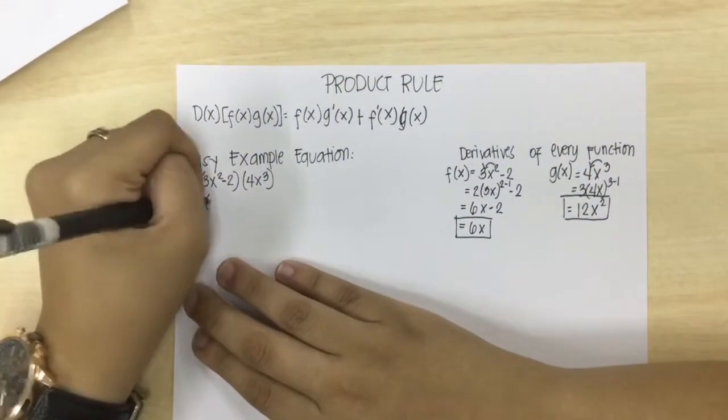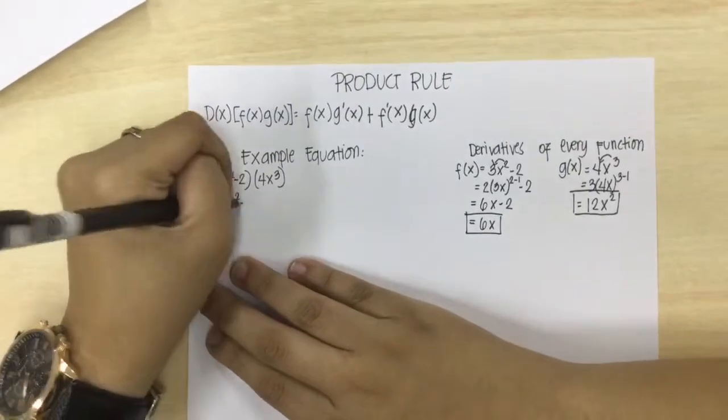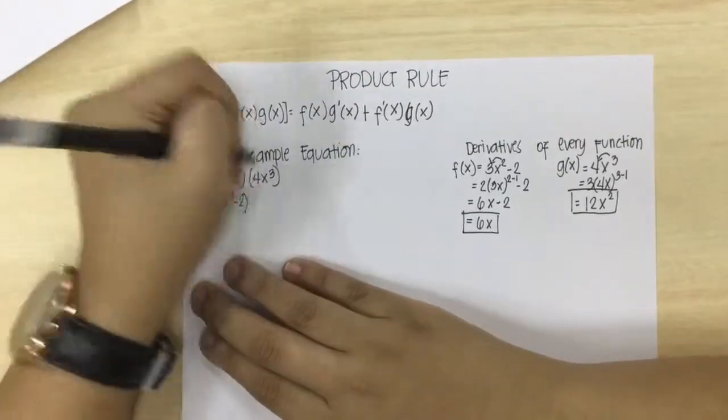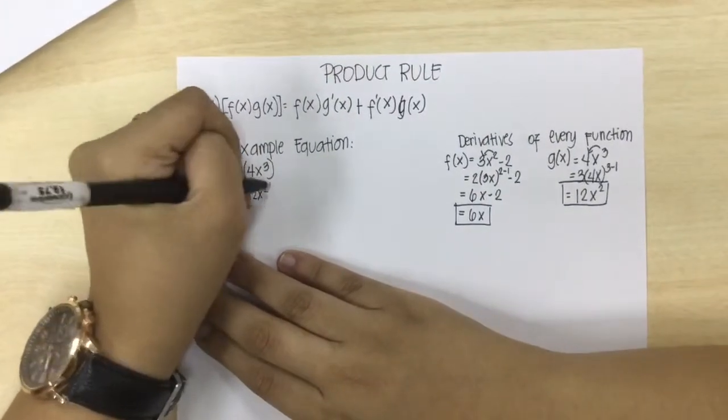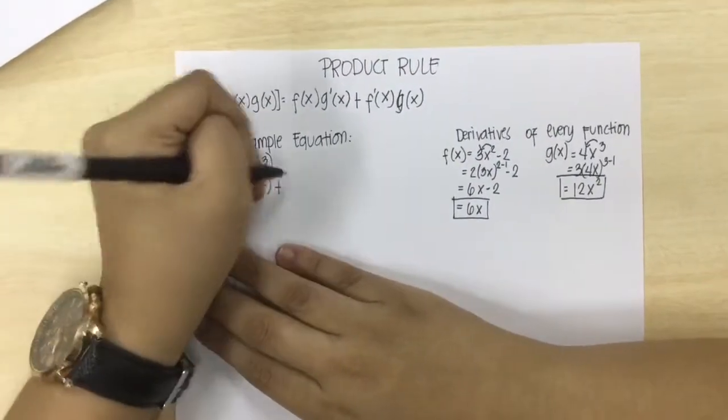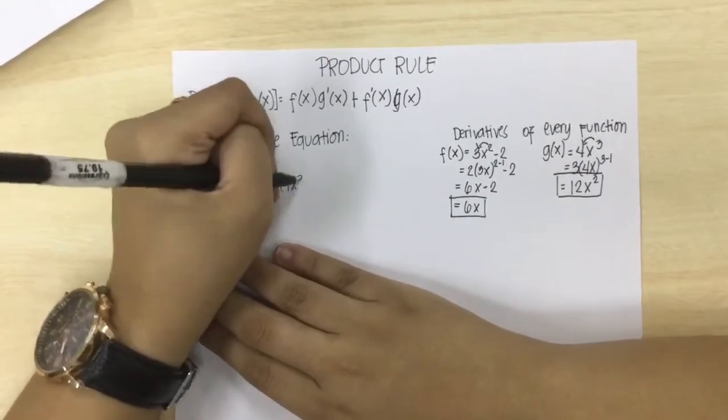Let's substitute 3x squared minus 2 times the derivative of 4x cubed, which is 12x squared, plus 4x cubed times the derivative of 3x squared minus 2, which is 6x.